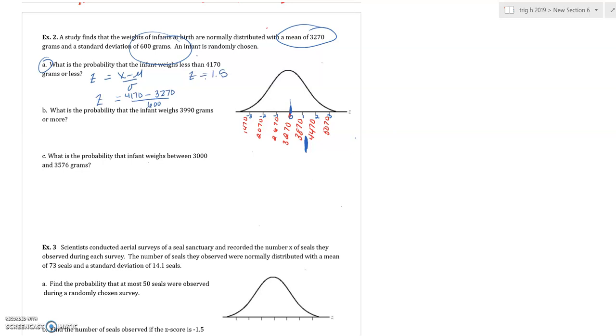Okay, that's so funny. I said pounds. I meant grams. Oh my gosh, 4,170 pounds. That would be a very heavy baby.